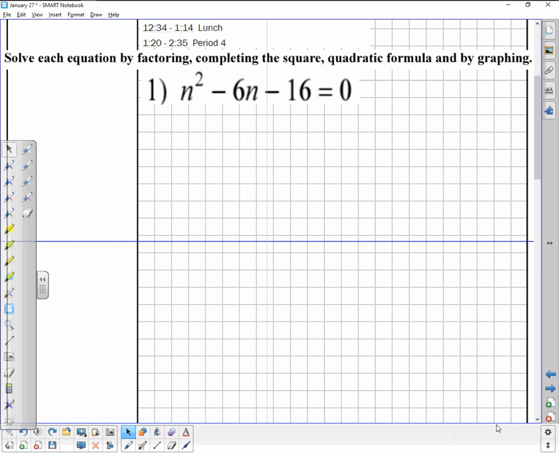In this video, I'm going to show you different ways of solving quadratics. Okay, so example problem number one is the following. Solve each equation by factoring, completing the square, the quadratic formula, and graphing. Okay, so first I'm going to do it by factoring.